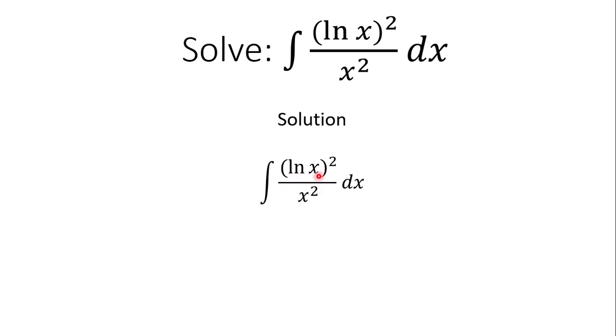Please bear in mind that this natural log of x all squared is not equal to natural log of x squared. This one simply means the natural log of x is multiplying itself two times. Okay, so we cannot bring this 2 to the back or in front of the L.